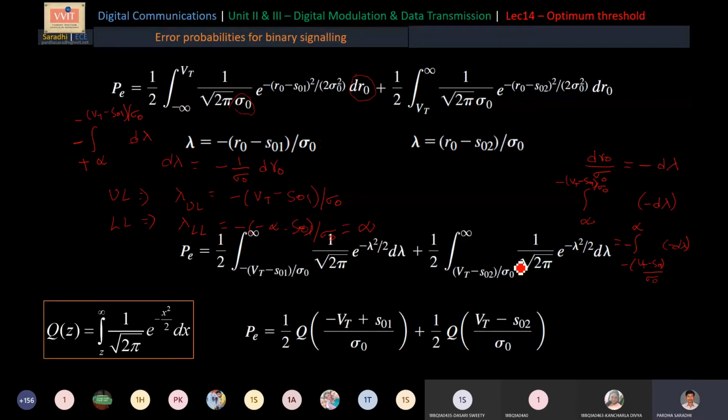Now this integration has a special name, Q of z. This Q of z is called the complementary error function. What is Q? Please respond. Q is the complementary error function.